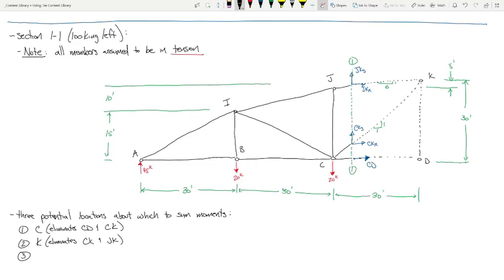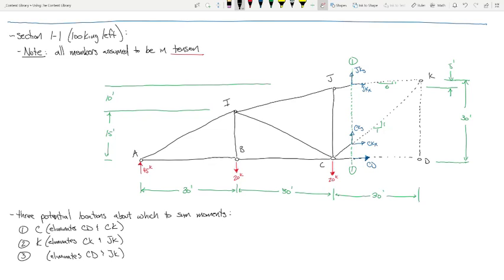Does anybody see a third point? Let me give you a hint. This one eliminates CD and CK. This one eliminates CK and JK. So where would we eliminate CD and JK? Where would we do that? Maybe right there. This point, I mean, the structure doesn't care where we sum moments.